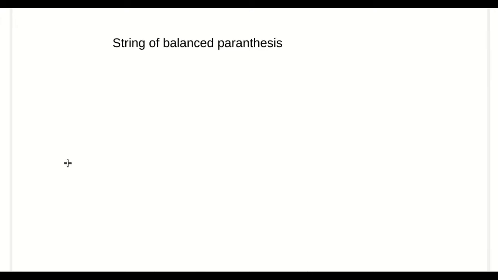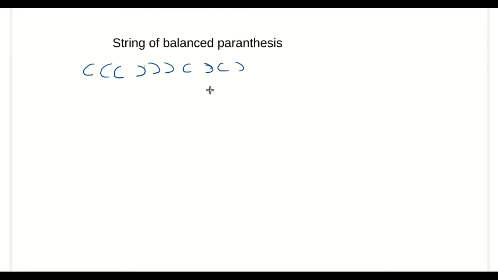Context-free grammar to generate string of balanced parenthesis. Okay, so string of balanced parenthesis means we will have an opening parenthesis, then a closing parenthesis. Okay, and maybe this opening and closing parenthesis will be inside another opening and closing parenthesis. This will be inside another one. Okay, or you may have some parenthesis like this. This one also belongs to the string.